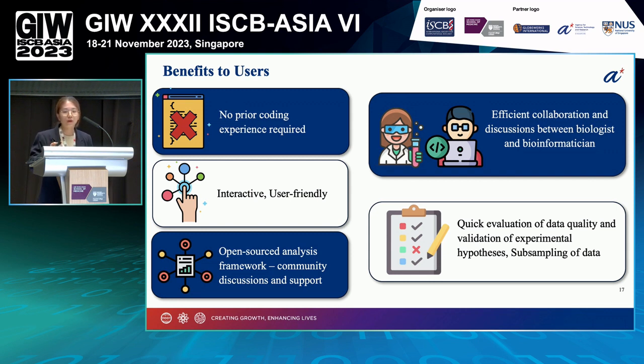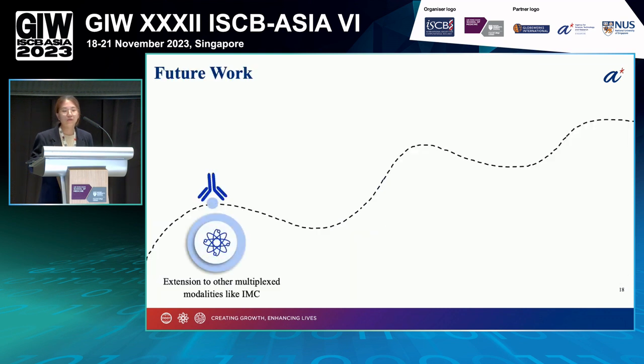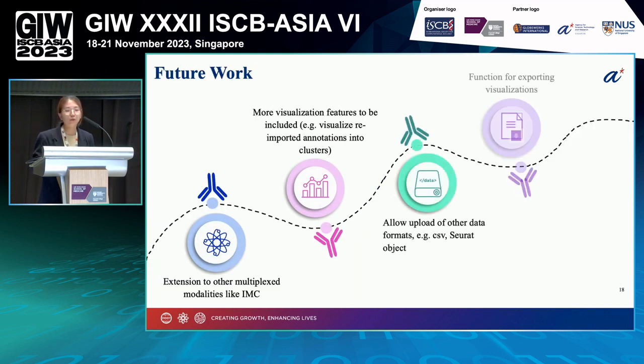And of course, because biologists can understand the analysis results more, we will have more efficient collaboration and discussions between both parties, the biologists and bioinformaticians. And we can also do quick evaluation of our data and validate experimental hypotheses. We can also choose to do subsampling of our data just to have a quick check of whether it makes sense or not.